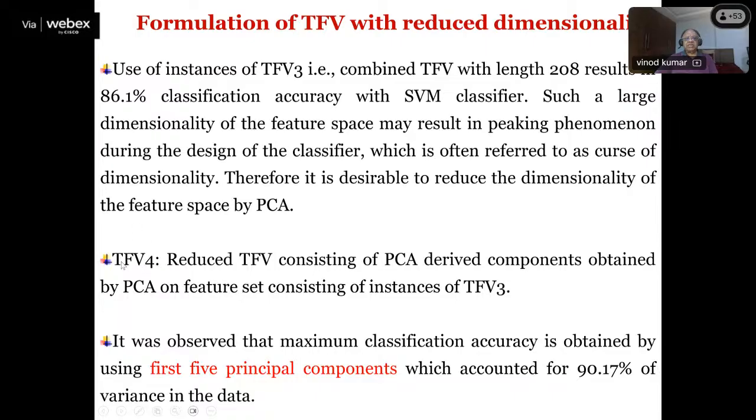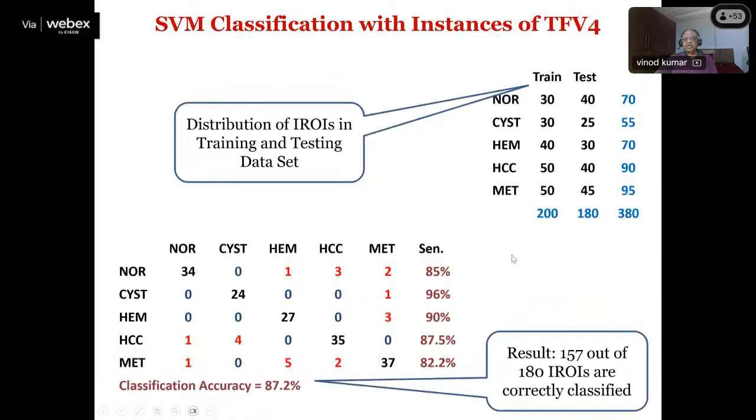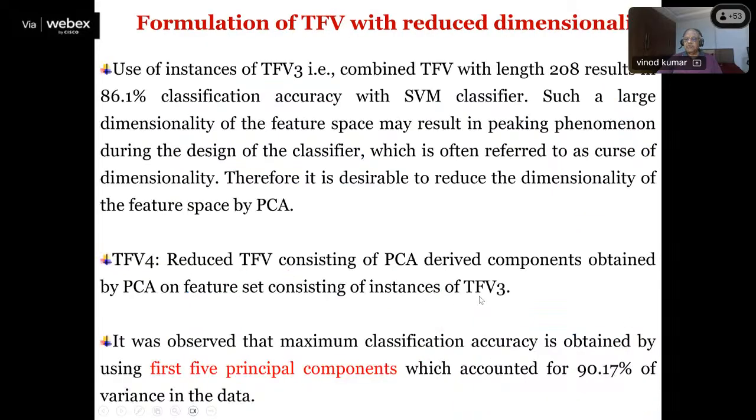Next, texture feature vector 4 by using PCA, and in PCA we used 5 principal components from each category. Our result became 90.17. So we could improve our result, SVM with texture feature, same data set. Results are 87.2. And further, when we improved this by using SVM, we could go up to 90.3% or so, 90.17%.